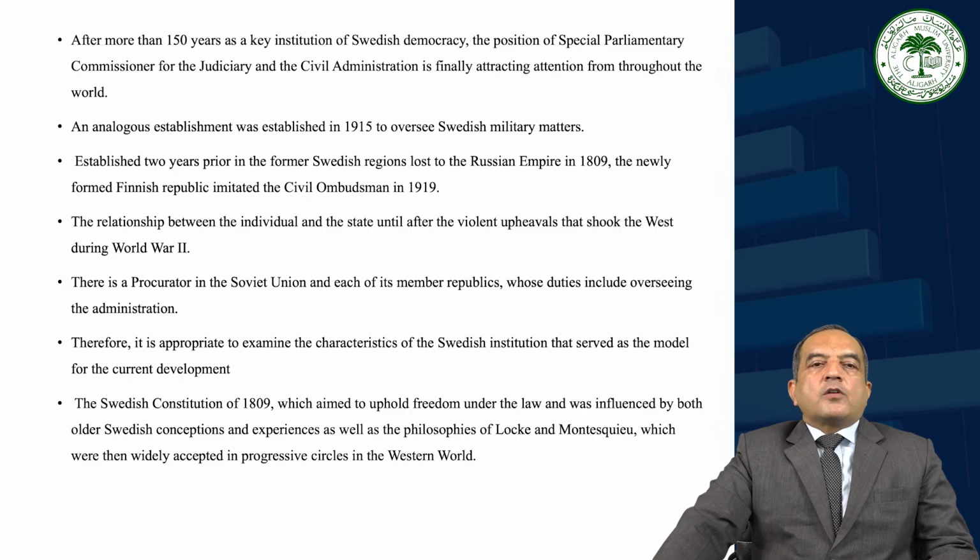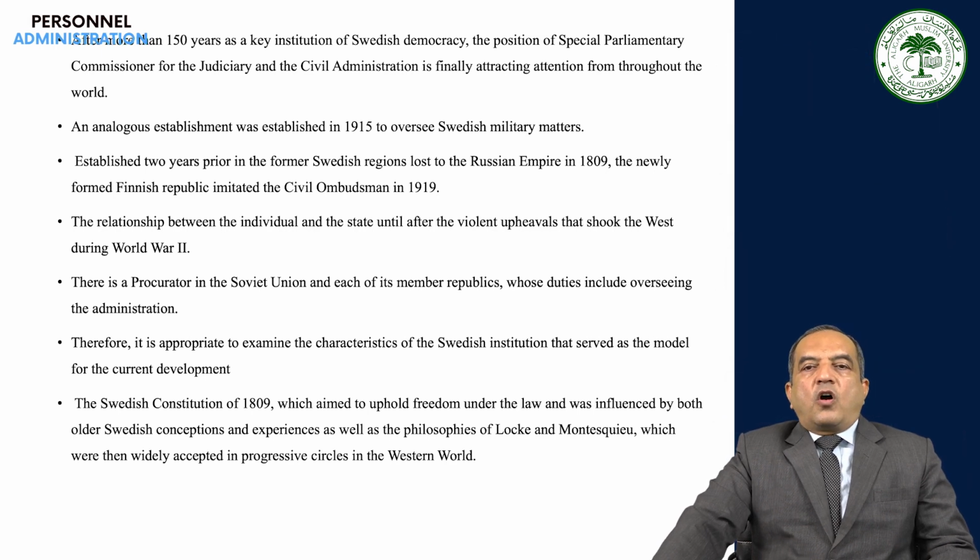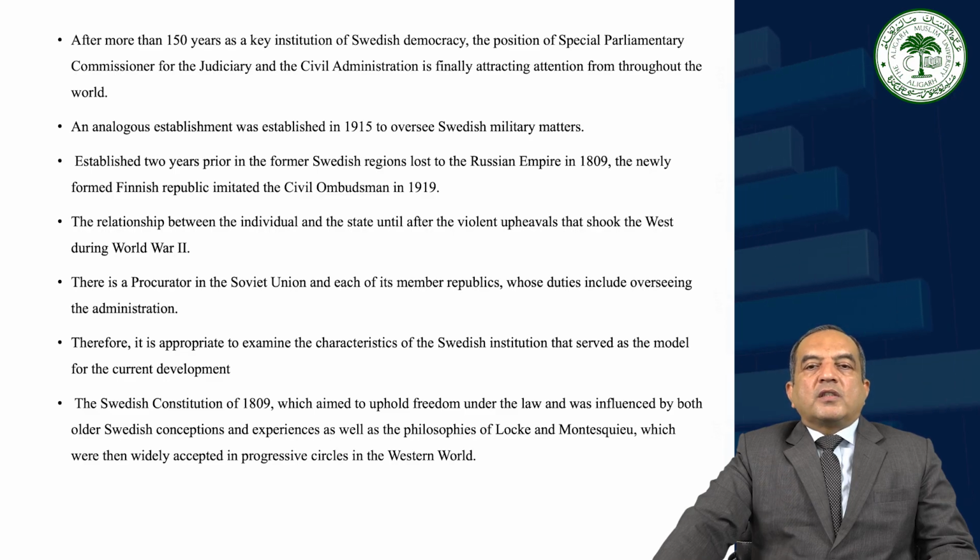Established 2 years prior to the former Swedish regions lost to the Russian empire in 1809, the newly formed Finnish Republic initiated the civil ombudsman in 1919. However, the office did not play a significant role in the public discourse surrounding the defense of civil rights and the relationship between the individual and the state until after the violent upheavals that shook the West during World War II.